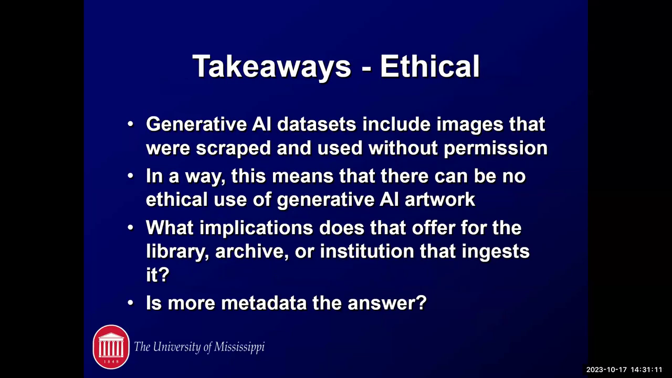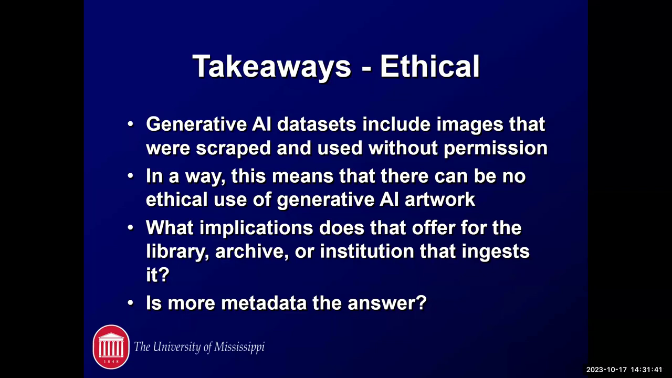Some ethical takeaways as well. There is no getting around the fact, and this is something that came up repeatedly during the workshop, that the images in the datasets used to create those images that you saw were scraped, i.e. taken, from the internet without permission. Without the permission of the person who created them, without permission of the rights holder, without permission of any kind, with a simple hand wave of fair use.